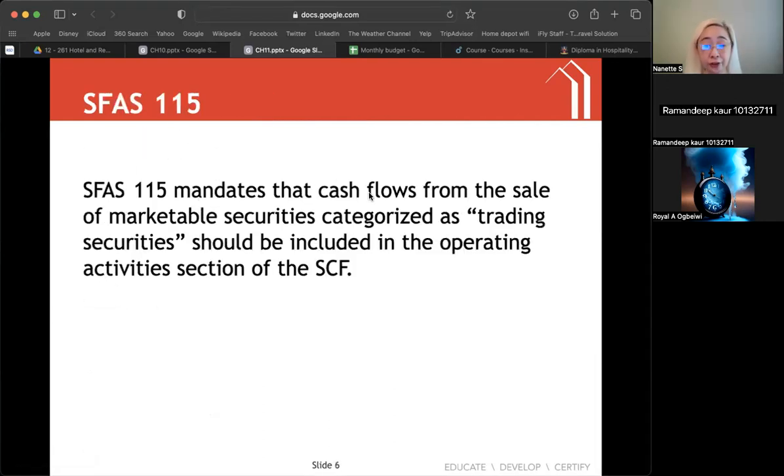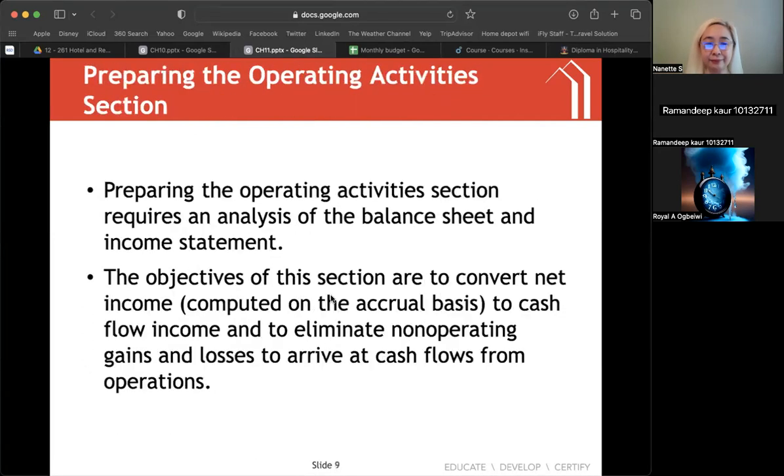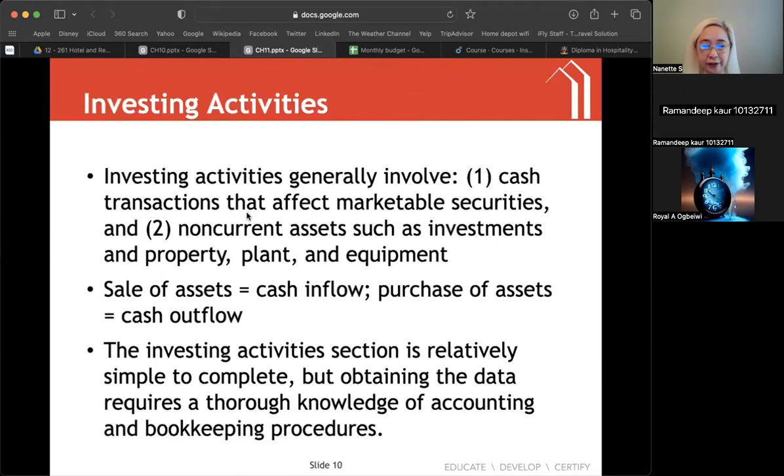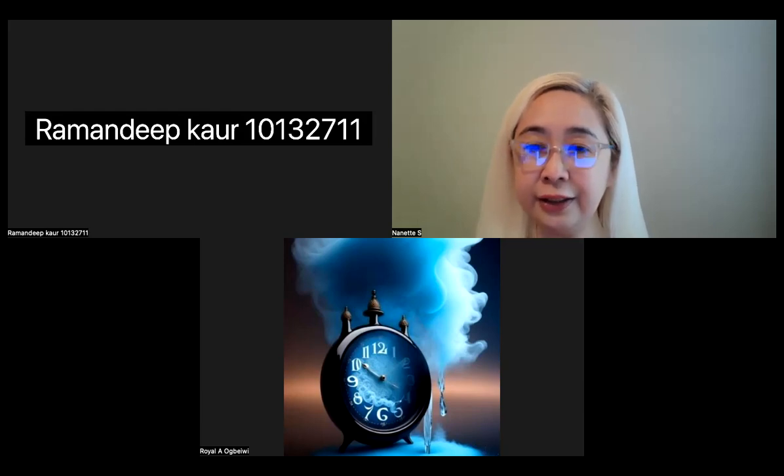So here you have another mandate, but this is based on American lodging laws, so we'll skip that. And this is how you compute for cash flows. So I'm going to be using some examples later on when we discuss the other slide. Okay, why don't we go there now? Okay, so let me share my other screen.